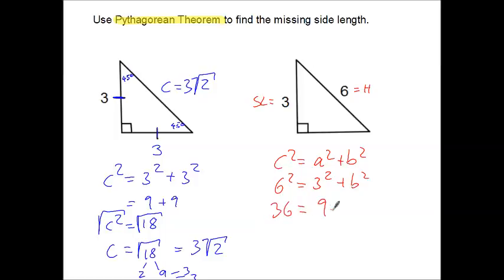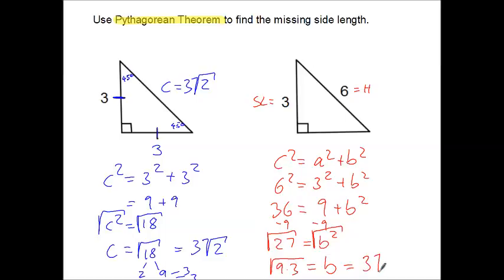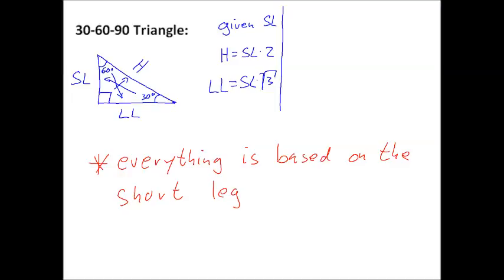36 is equal to 9 plus B squared. If we subtract 9 from both sides, we get 27 is equal to B squared. Now let's take the square root of both sides, and the 27, which is 9 times 3, we can take the 9 out of our radical, and we have 3 times the square root of 3. And so the 3, which is the length of our short leg, gets multiplied by the square root of 3 to give us the length of our long leg. So that's how these formulas are created.